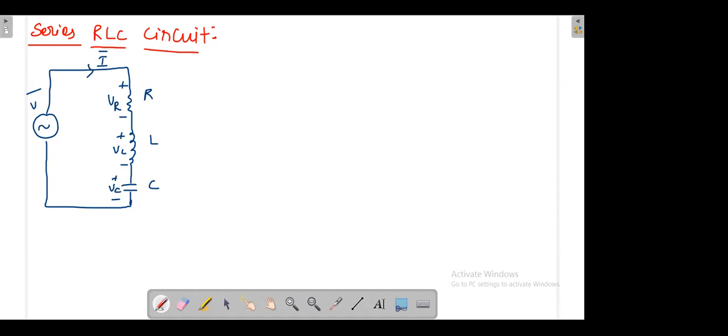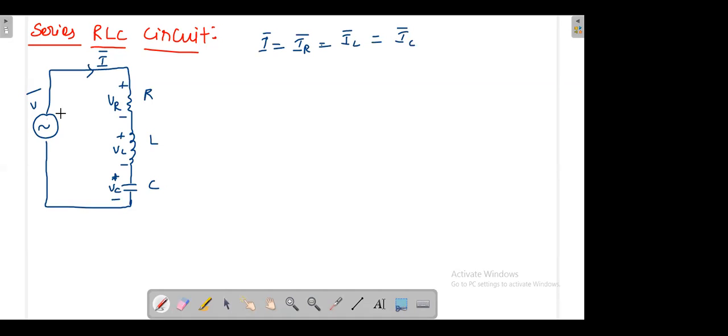Now the current coming from the source is I. The same current is going through the resistance as well as the inductor as well as the capacitor. So first you should understand that the current I bar is equal to the current across the resistor, the same current goes across the inductor, and again through the capacitor also. Next, you can apply the KVL here.